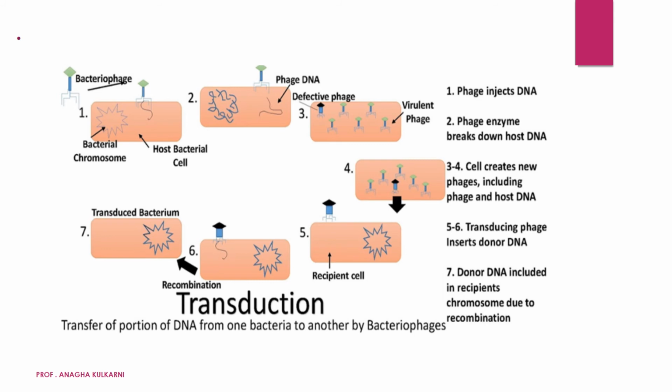In the fourth one, we can see that this defective one has been selected, and it is now infecting a new cell and introducing its DNA, which also has a part of the donor DNA. Once it inserts it, because it has acted as a vector, in the seventh picture you can see that the bacteria has undergone a change.